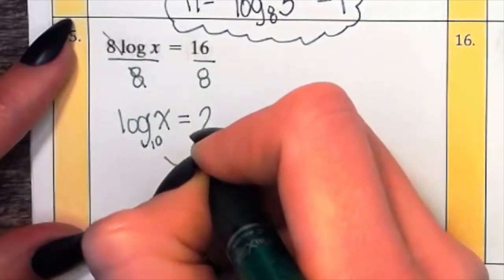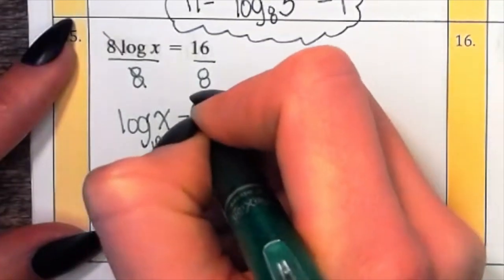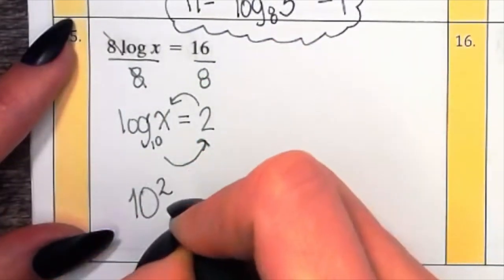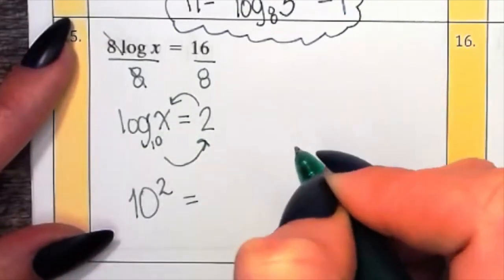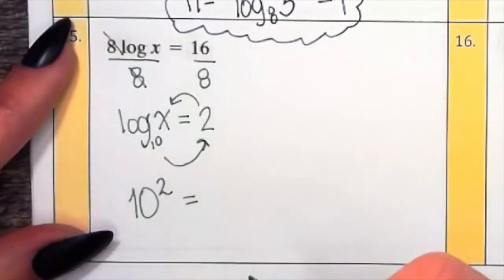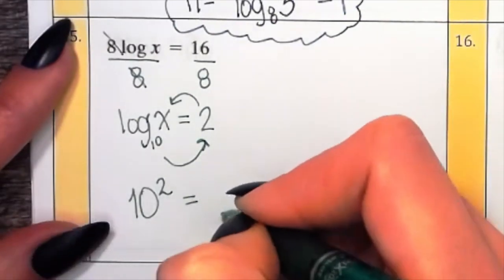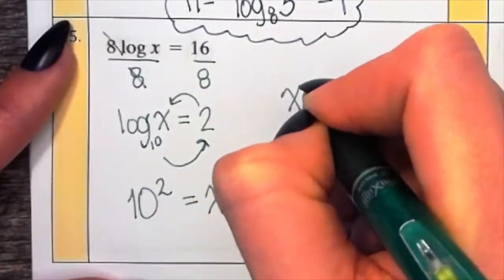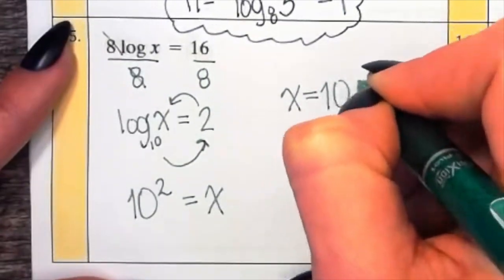So now a little loop-de-loop, and we're going to change this from logarithmic form to exponential form. 10 to the positive 2 this time. The other one was negative 2 in the example from the last set. I believe that's what it was somewhere. And we did have a 10 to the positive 2 somewhere as well. Equals x. And that gives me just x equals, what's 10 to the second?